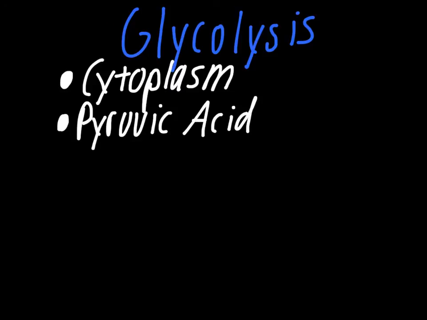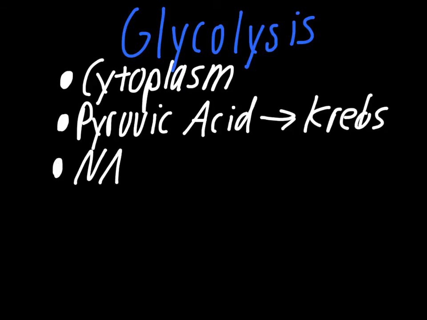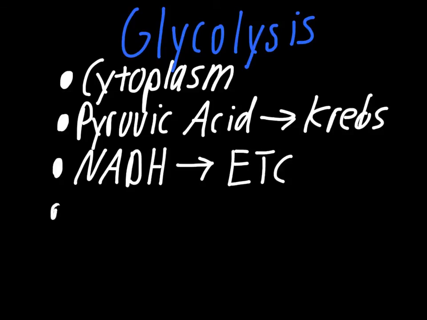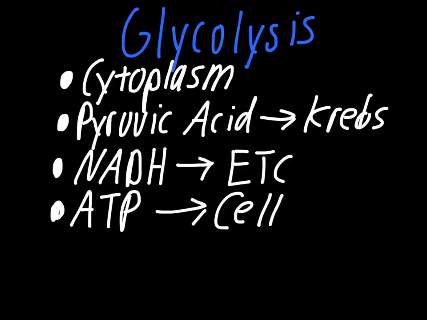And you have to know where things go in this process. The pyruvic acid goes to the Krebs cycle. The next thing is NADH. And the NADH, if you remember, goes to electron transport chain, which we'll just abbreviate as ETC. And then the last one is the ATP. There's 2 ATP molecules produced here, and those go to be used in the cell.